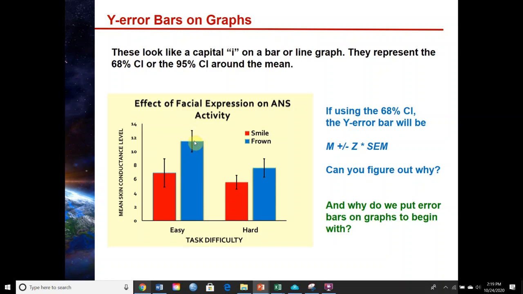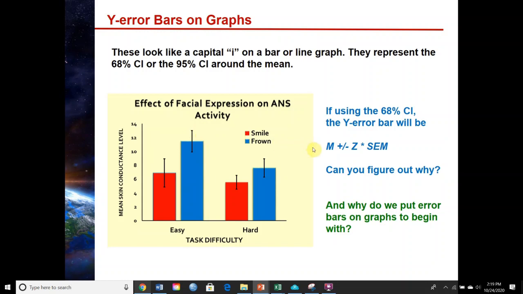Anyways, if it's the 68% confidence interval, then we're saying 68 times out of 100, we've drawn the interval correctly, and mu will be somewhere between this value and this value. And if it's the 95% confidence interval, then it's just 95 times out of 100.